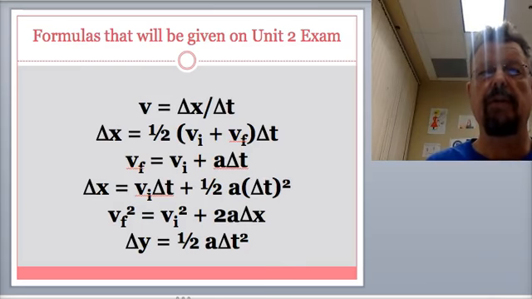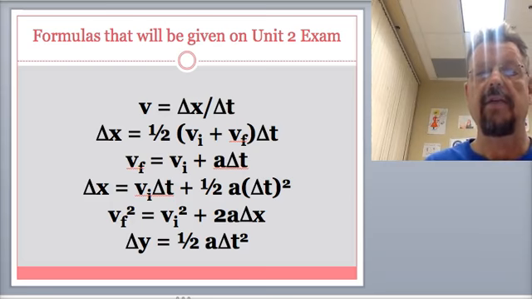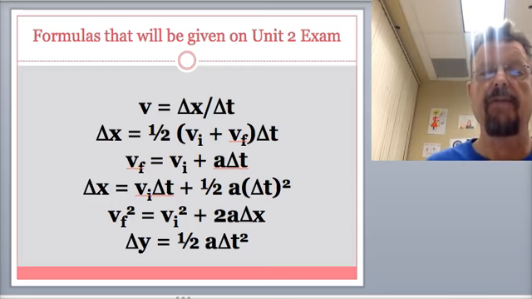The formulas you will be given on the Unit 2 exam include the following. Velocity is equal to the change in distance over the change in time. The change in distance is 1/2 times the initial velocity added to the final velocity, multiplied by the change in time. Final velocity is equal to initial velocity plus acceleration multiplied by the change in time.